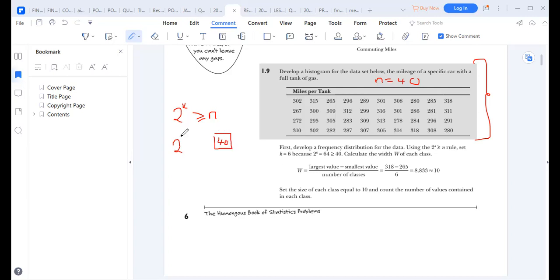2 to the power 4 is 16, still low. 2 to the power 5 is 32, slightly low. About 2 to the power 6. So 2 to the power 6 is kind of close to 40. It should be slightly greater, the first number that exceeds our n. So 2 to the power 6 will give you 64. So 64 is the first number that exceeds 40.